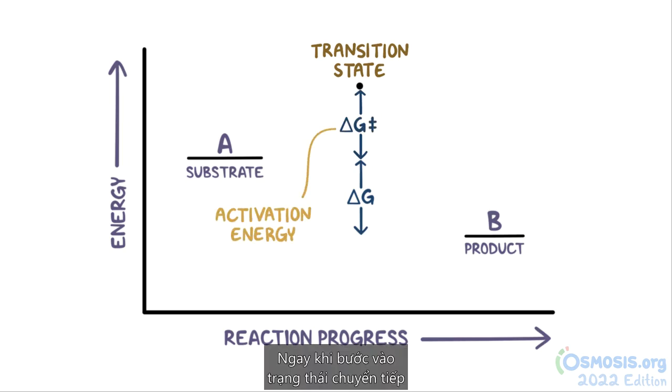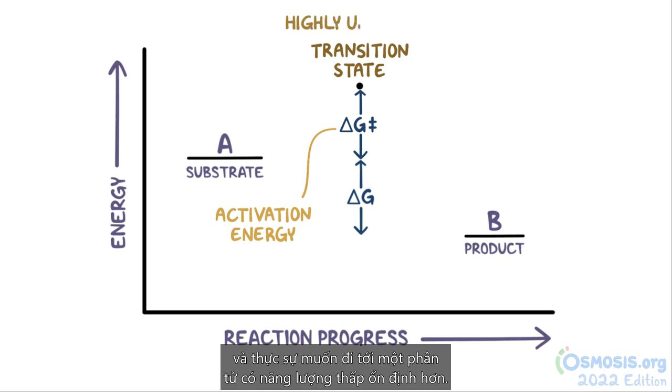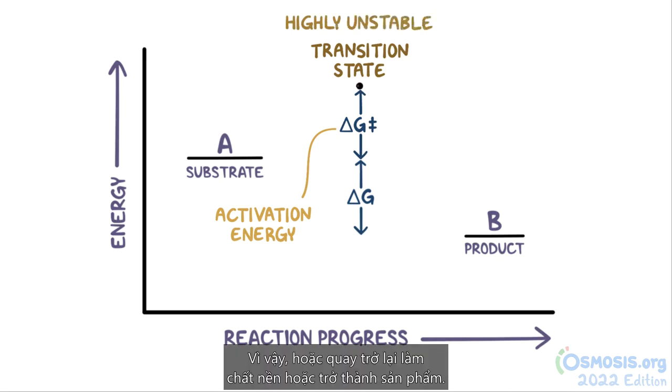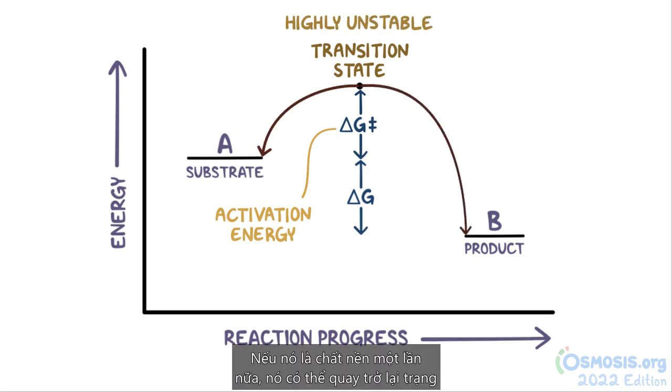As soon as it enters the transition state, it really wants to go to a more stable, lower energy molecule, so it either goes back to being a substrate or to being a product. If it's a substrate once again, it can go back up to the transition state if there's enough activation energy again. But if it becomes a product, then it needs even more energy to get back to the transition state. That's why over time, with millions of molecules doing this, the majority of substrate turns into product.